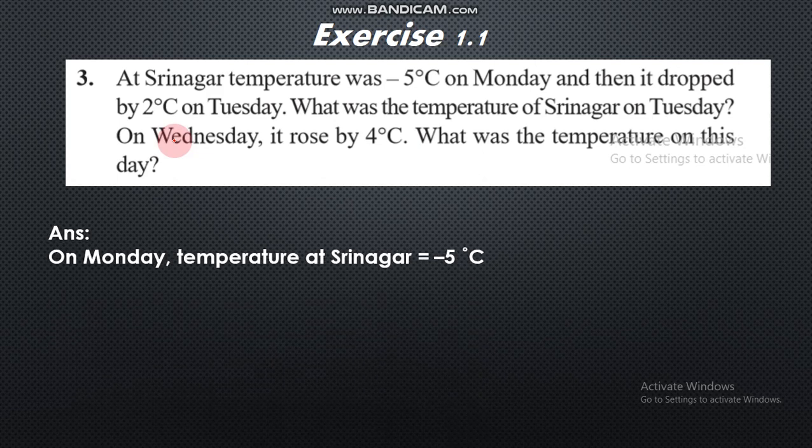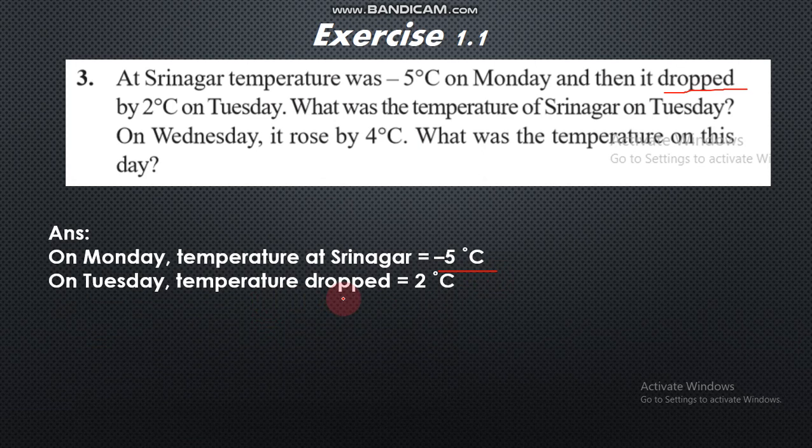Okay, so let's start solving it. First, note down what the temperature is on Monday. On Monday, the temperature at Srinagar is negative 5 degrees Celsius. Now, what happened on Tuesday? It dropped. Dropped means what? It decreased. So the temperature on Monday is negative 5 degrees Celsius.